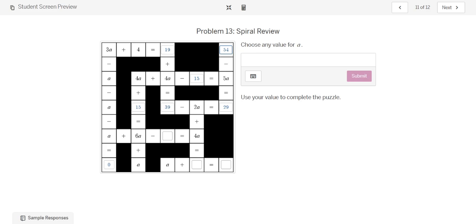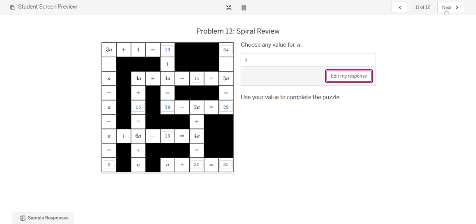I've got 2A plus 4A is 6A, which is 30. I've got 7A, 3A is 15. 5 plus 30 is 35. 7A. Did I get them all? Choose any value for A, 5. Submit.